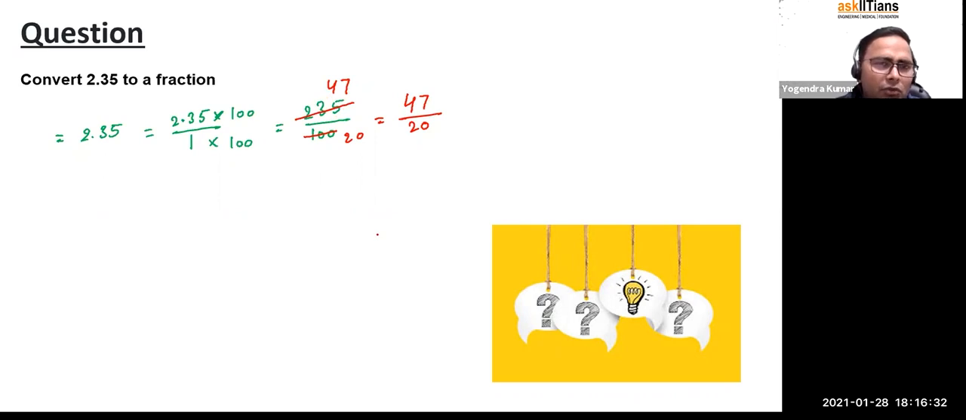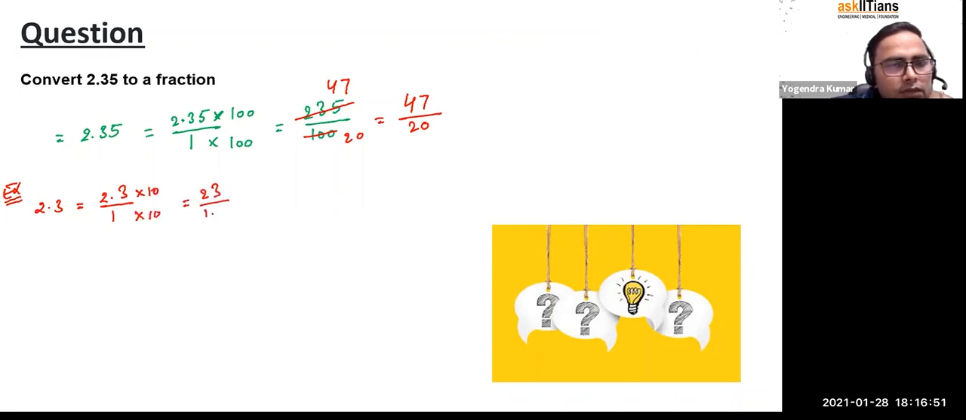Yes, we can take more examples. If we have just 1 digit, like 2.3, another example: 2.3 divided by 1. Now how many digits are there? Only 1 digit, so that's why we multiply by 10 and 10. So 23 divided by 10. Now we can't simplify, so leave it as it is, right?